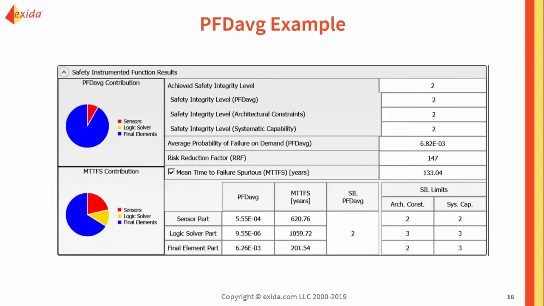So I put these into our Excelencia software. It does the PFD average calculations in the background for you. As you can see, it gave us a PFD average for our sensors, our logic solver, and our final element. And let me get a little laser pointer here. As you can see here, we ended up at a PFD average of a SIL2 with a risk reduction factor of 147. That's not too bad.